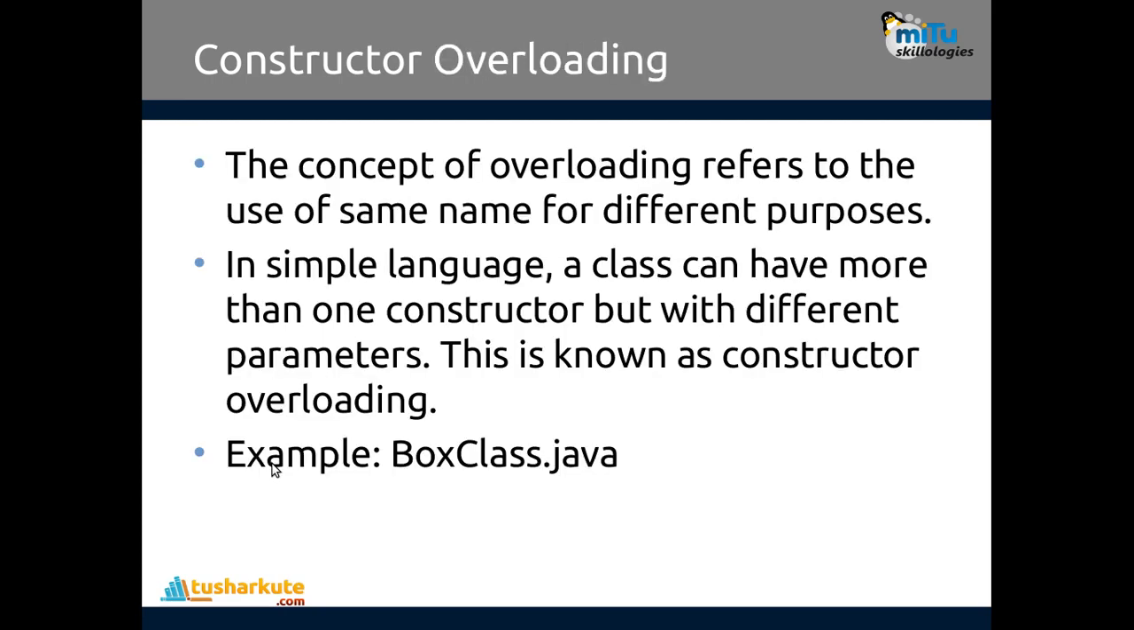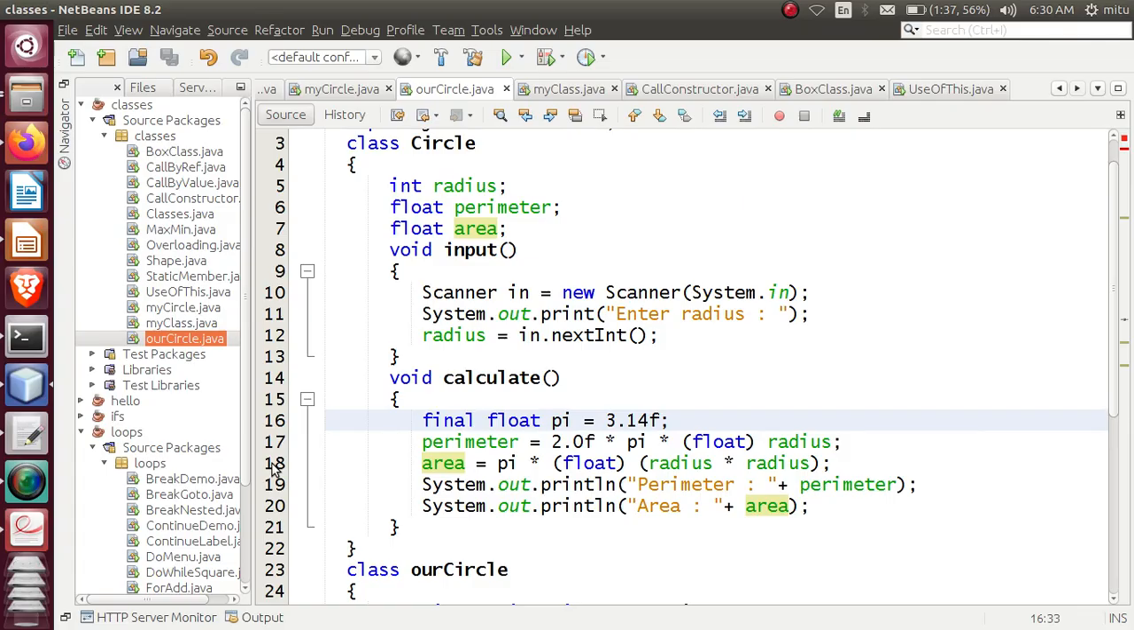Now let's use this more effectively in the program. I'll show this concept in practical applications with the help of constructor overloading. So we'll combine these concepts together. What do you mean by overloading? Overloading means the same name can be used for different purposes, different applications. In simple language, a class can have more than one constructor but with different parameters. This is known as constructor overloading. So let's see the applications of this.